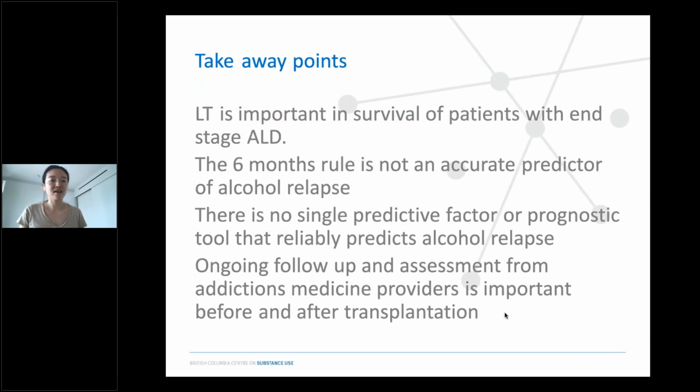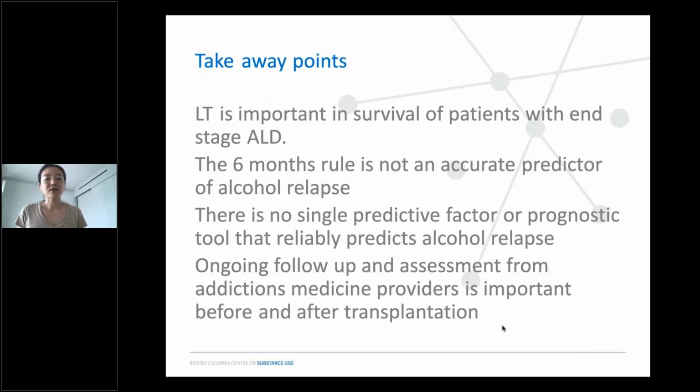So, takeaway points: liver transplantation is an important tool that helps patients who are incredibly ill and have end-stage alcohol-related liver disease. But having said that, it should only be for those who would benefit from transplantation and should receive a very comprehensive, holistic workup. The 6 months rule is not an accurate predictor of alcohol relapse after transplantation.